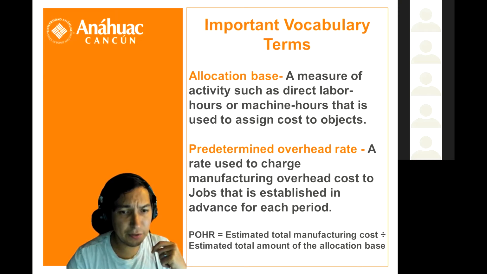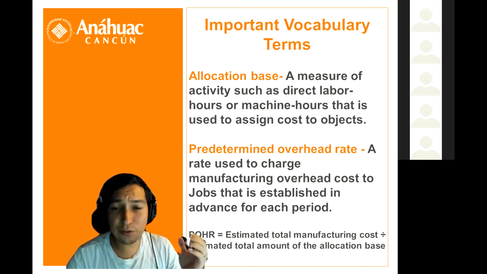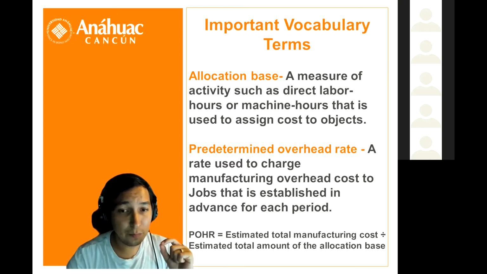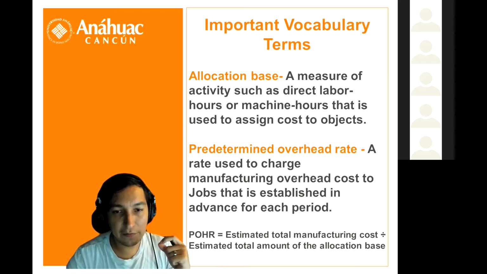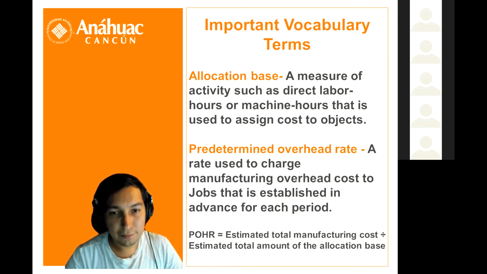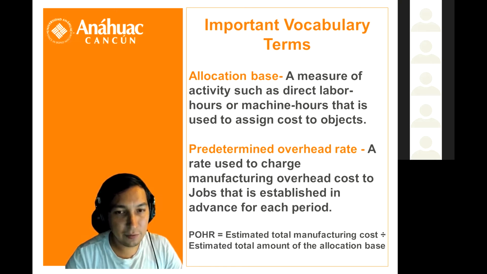Allocation basis, it's a measure of activity, like direct labor hours or machine hours, that we use to assign costs to cost objects, okay? So it's the denominator when you are computing your predetermined overhead rate. And of course, the predetermined overhead rate is the rate that we use to charge MO to jobs. We're going to establish that in advance for each period.